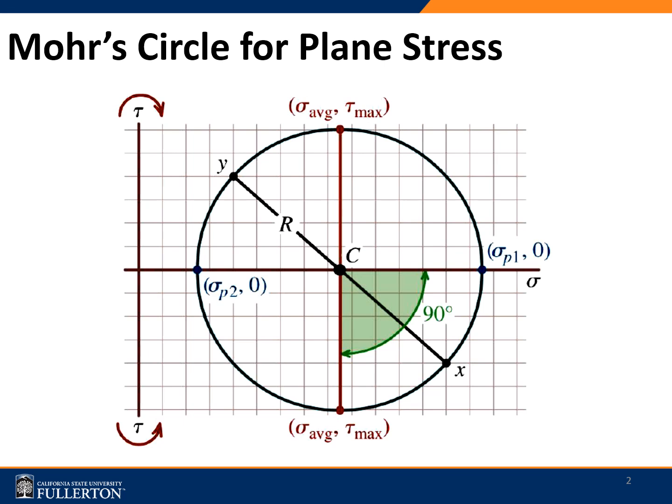Mohr circle for a plane stress is constructed with the normal stress sigma plotted along the horizontal axis and the shear stress tau plotted along the vertical axis, as you see in this figure. The circle is constructed such that each point on the periphery of the circle represents a combination of the normal stress sigma and the shear stress tau that acts on a specific plane through a point in the stressed body.